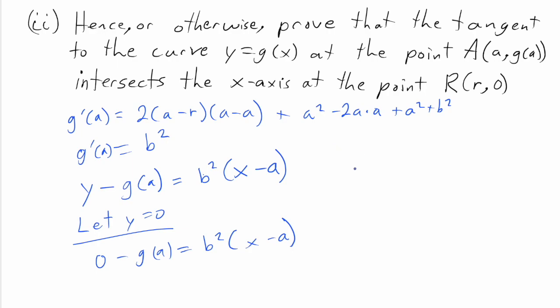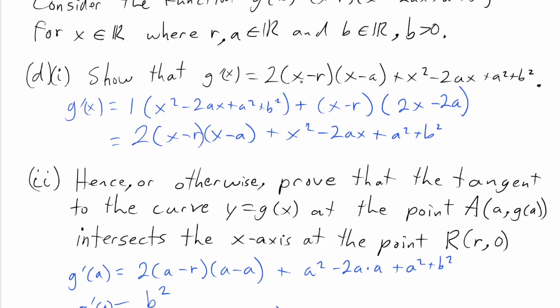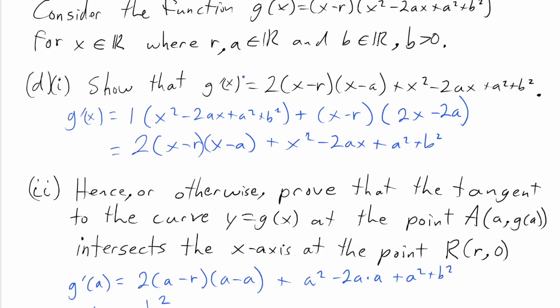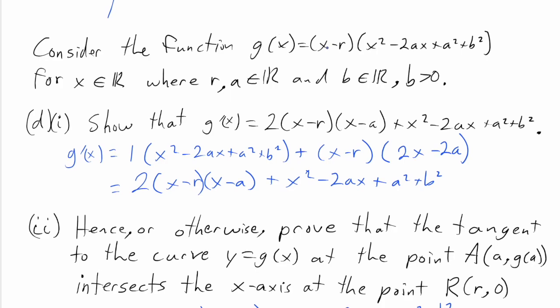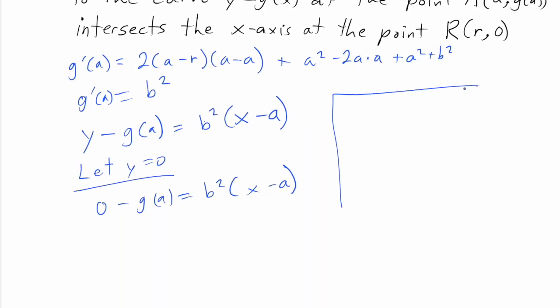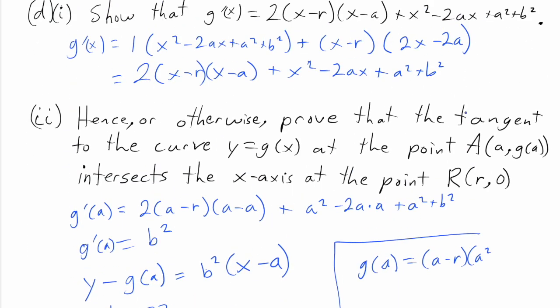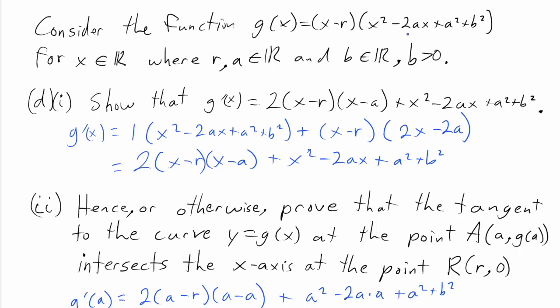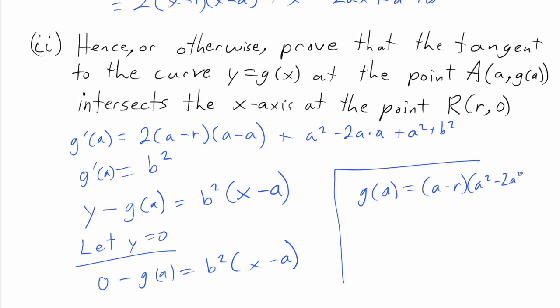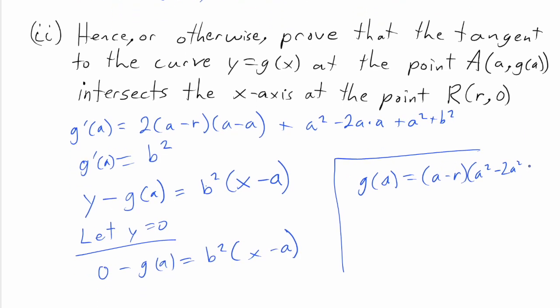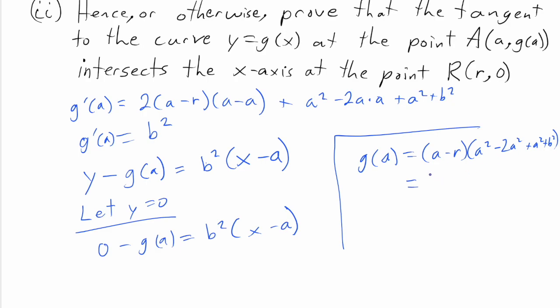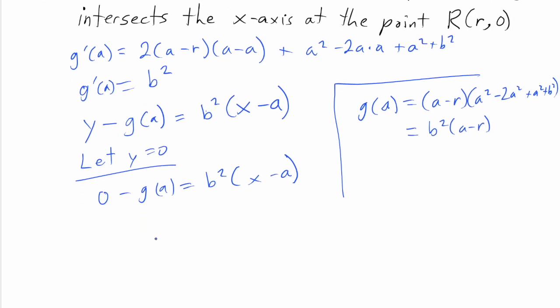Alright, I guess we can actually get g of a. We should have probably done that at the beginning, I suppose. What's g of a? G is this function, so let's plug in a. Let's do it on the side. G of a equals a minus r times a squared minus 2a squared plus a squared plus b squared. Okay, all this is going to cancel. We just get b squared times a minus r. So let's put that in here.